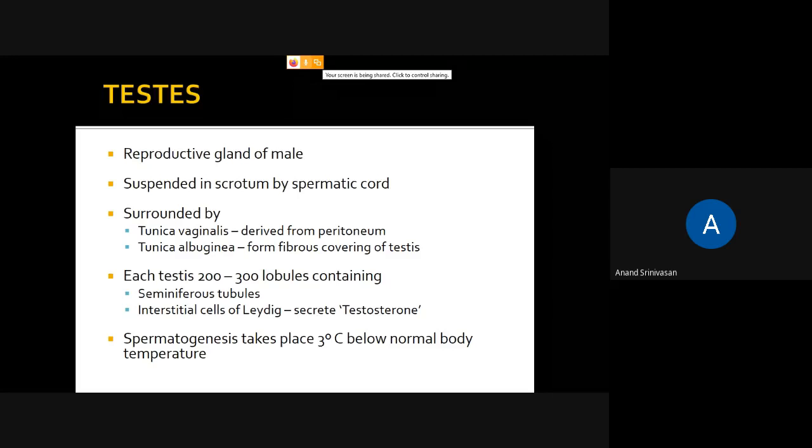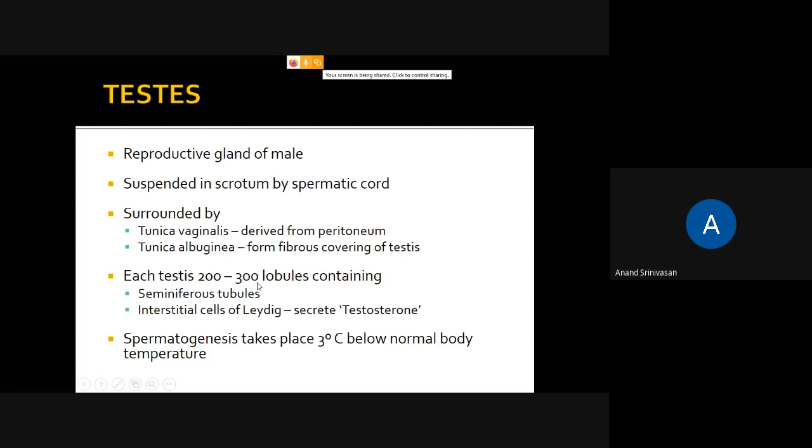Okay, but sperms can form only when the testis is maintained at a lower temperature. So that's why the testis is outside the abdomen. Once again, the testis is suspended from the scrotum by the spermatic cord. It is surrounded by tunica vaginalis and albuginea. Vaginalis is derived from peritoneum and albuginea from the fibrous covering of the testis.